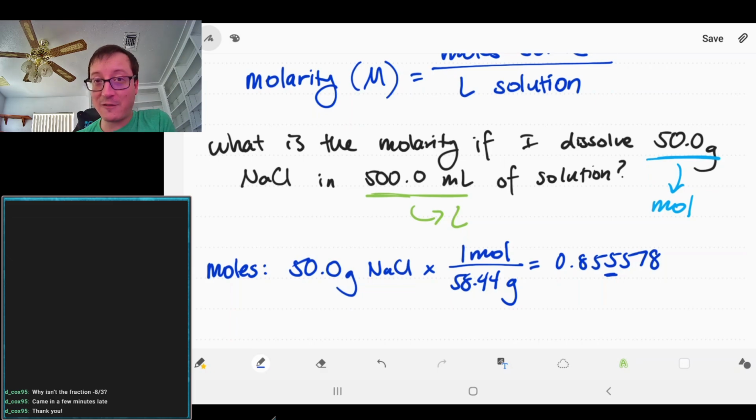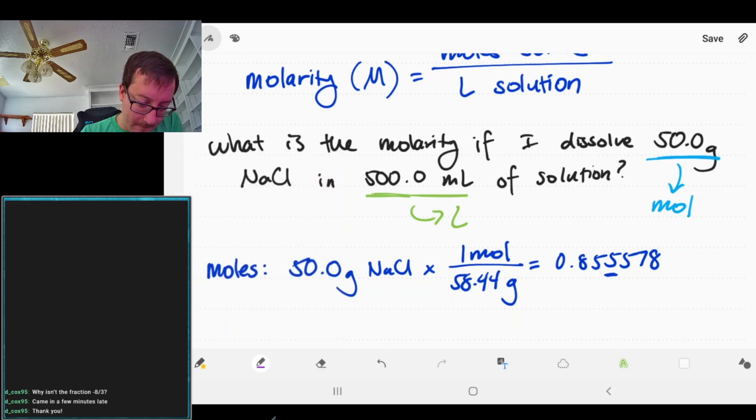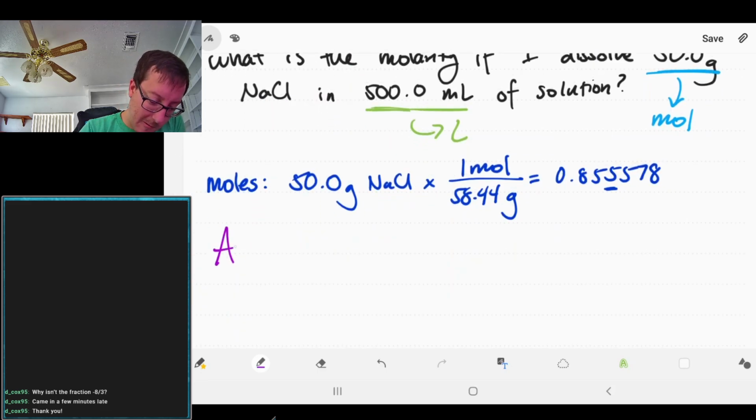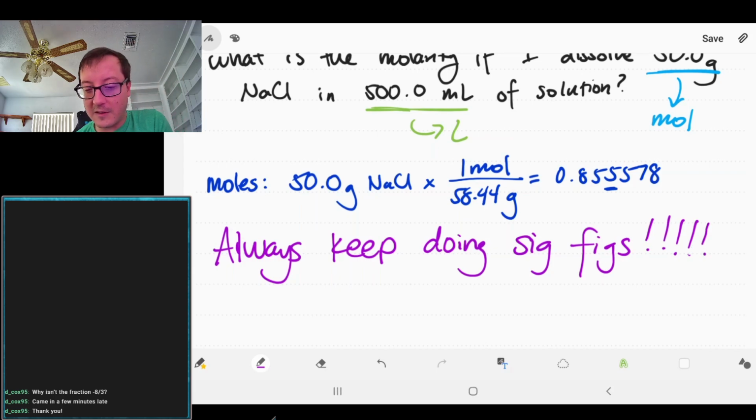Remember that we have to always apply sig figs. I'm going to write that in purple. Always keep doing sig figs. 4 exclamation points. No, I'm sorry, that's 5. I can't even count them. Don't forget your sig figs.